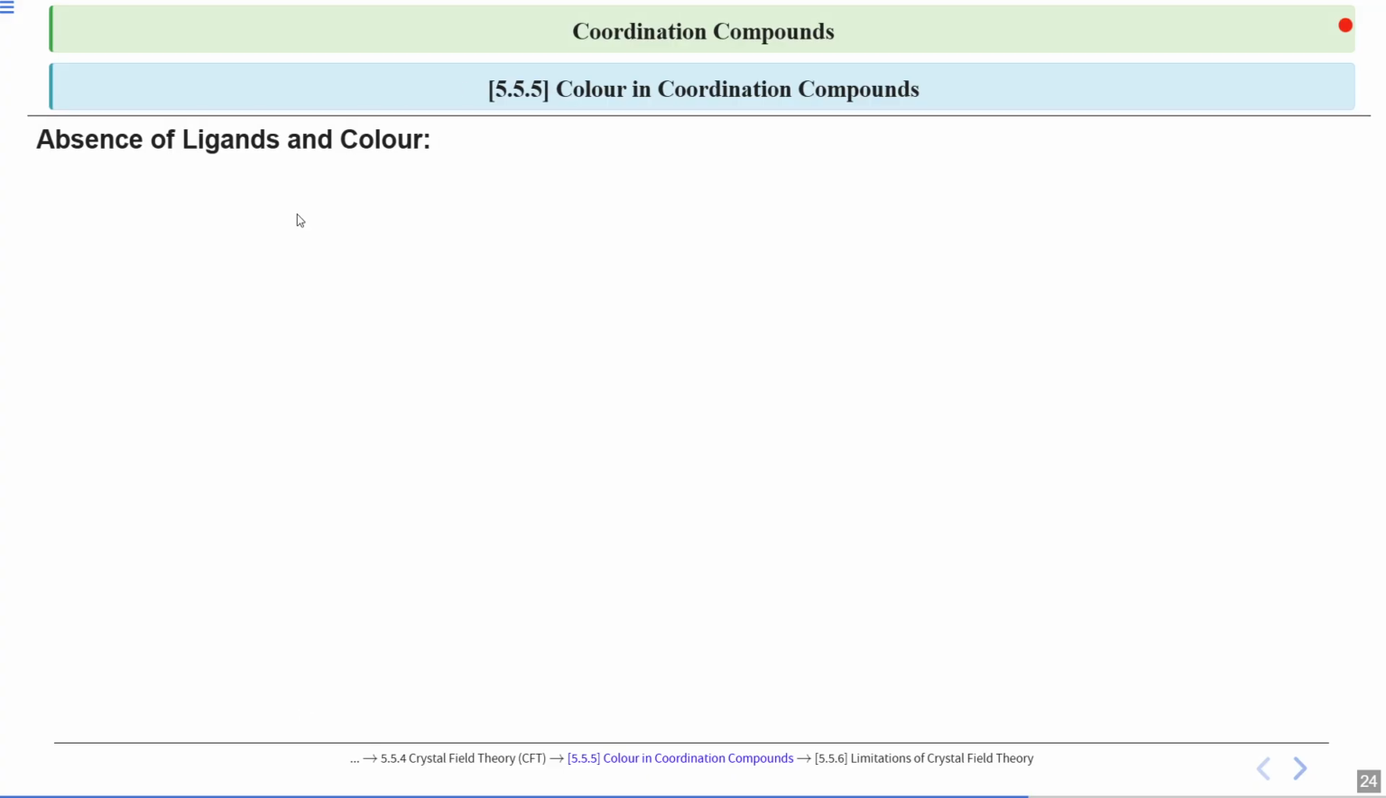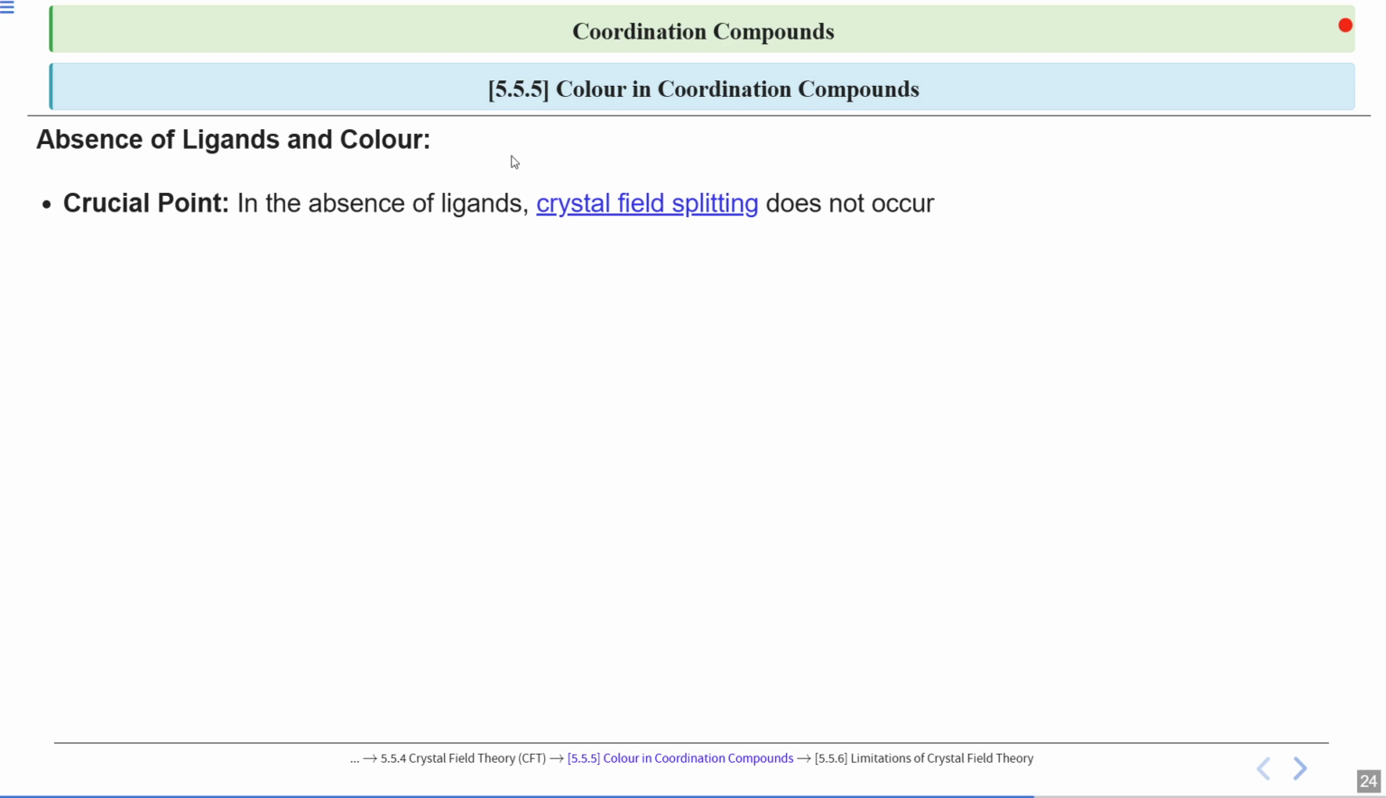Absence of ligands and color. Crucial point. In the absence of ligands, if you have no ligand, then crystal field splitting does not occur, right? What will be the consequence? That substance is going to be colorless, because if ligands are not there for bonding with the metal, then there is no splitting, no excitation of the electron will happen, and no color will be observed in the compound. So the substance will be colorless.